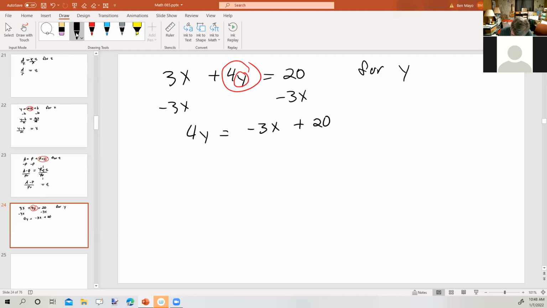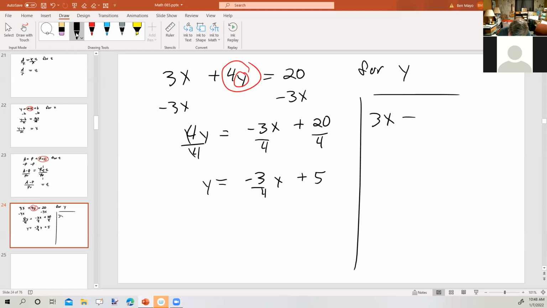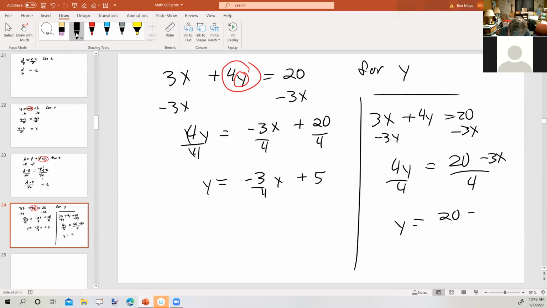Then to isolate the variable, we'll divide both sides by the coefficient of the variable. So I get negative 3/4 x plus 20 over 4 is 5. Now, you might be asking, why did I do it this way? Why didn't I, let's go back here. When I subtracted 3x, why didn't I write it that way? And when I divided by 4, why didn't I write it like that?